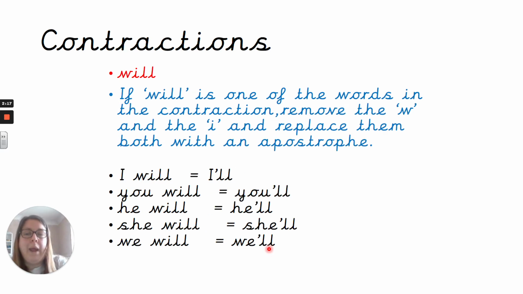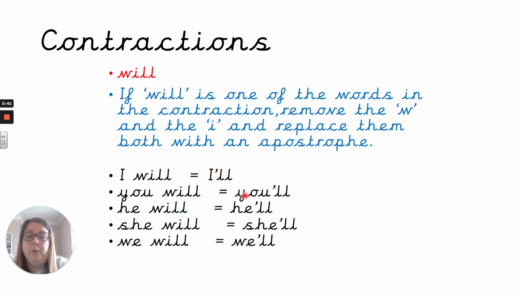Then we've got will. If will is one of the words in the contraction, we remove the w and the I. So we remove the w and the I and replace them both with an apostrophe. So here you can see I will changes to I'll. So still keeping the I, but it changes to I'll. So we take the w and the I out of the word and replace it with an apostrophe.